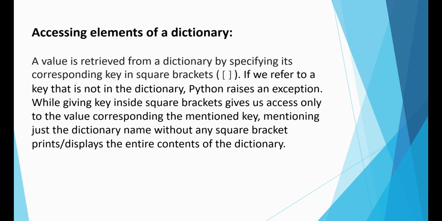Let us now understand how we can access the elements of a dictionary. A value is retrieved from the dictionary by specifying its corresponding key in the square brackets. If you refer to a key that is not in the dictionary, Python raises an exception. While giving a key inside square brackets gives you access to only the value corresponding to the mentioned key, mentioning just the dictionary name without any square brackets displays the entire contents of the dictionary.